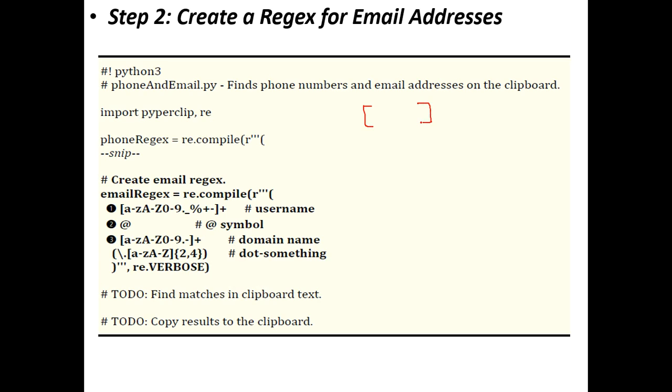So the username may have lowercase letters, uppercase letters, digits, or it may include a dot, an underscore, a percentage or plus symbol, or a hyphen. It can have one or more of these characters. The username should not be blank, and because of that reason, here we are using plus. After that, the username is followed by the @ symbol.